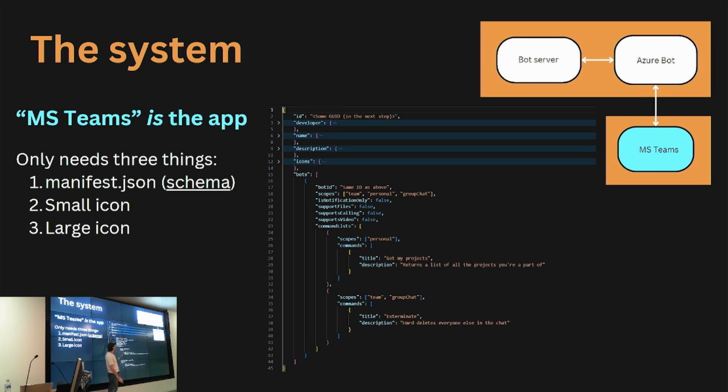And here, you get the idea. You give your bot an ID, which comes from Azure, that Azure bot specifically. You give it scopes, so where do you want your bot to work? Does it work inside a team, a personal one-on-one chat, or a group chat? In here, it supports all 3.